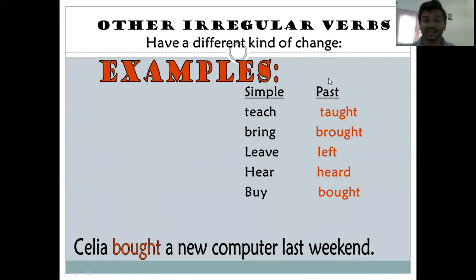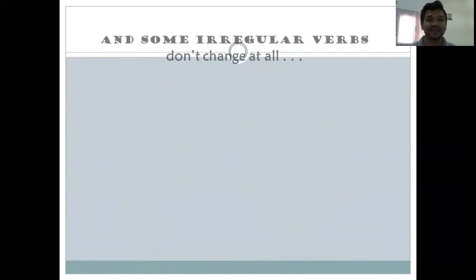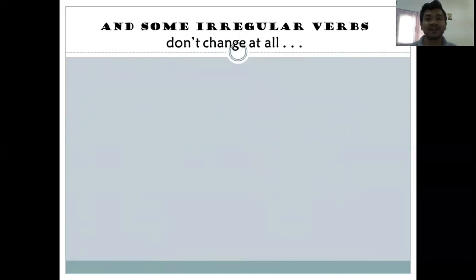Now, like I said, the spelling of the verbs, when you transform it into simple past, changed. We couldn't add ed anymore. So that's what makes it irregular. Okay, take note of that. Now, some irregular verbs don't change at all. So it remains as it is. Again, some irregular verbs, when you transform them into past tense, don't change at all.